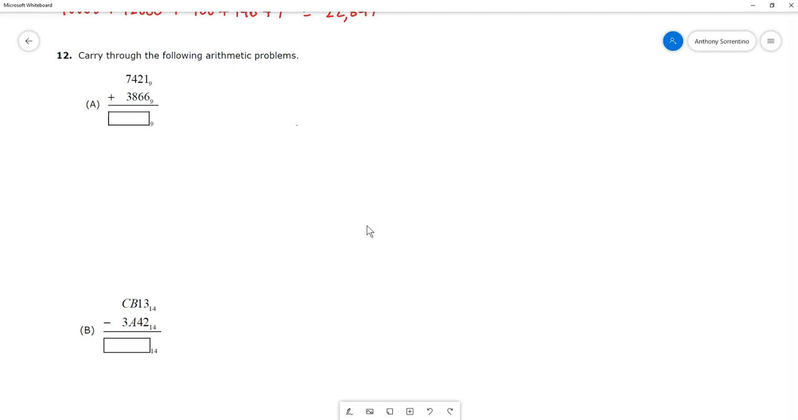So base 9, I only have the digits 0, 1, 2, 3, 4, 5, 6, 7, and 8. If I have anything that goes over 8, then I have to start writing it differently. So like the number 9 is actually going to be written as 10 in base 9 math.